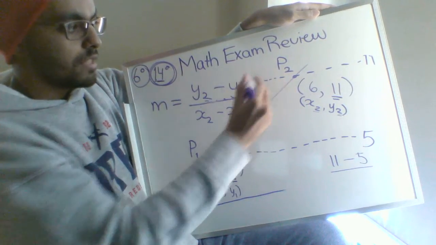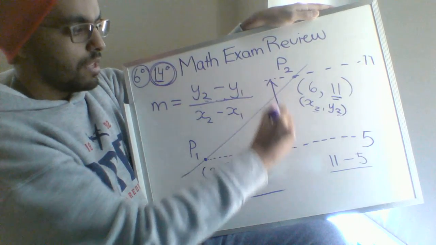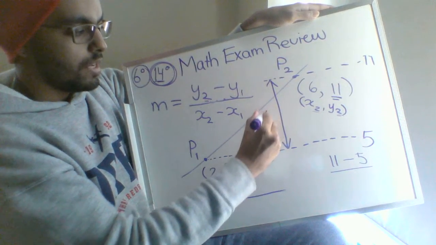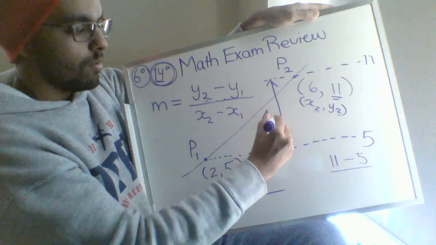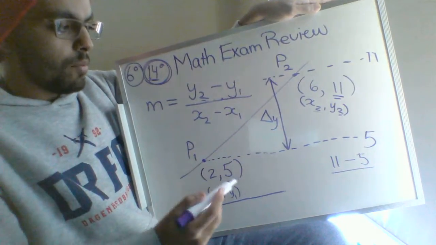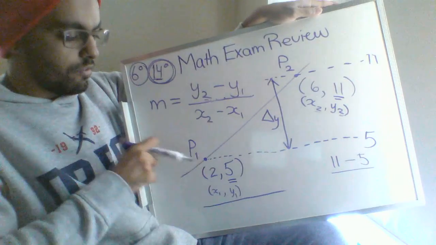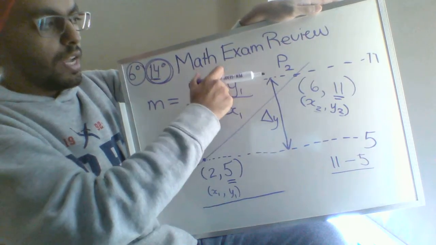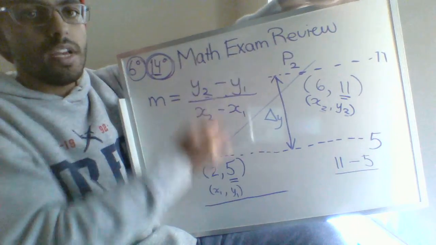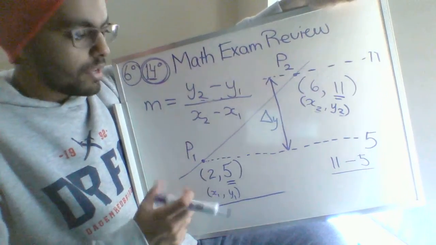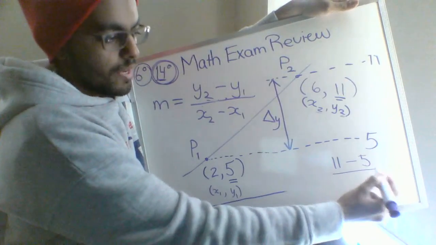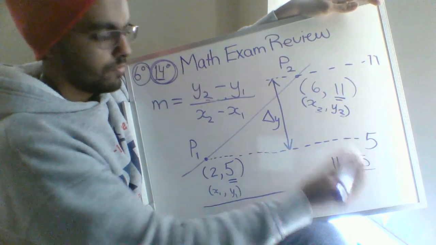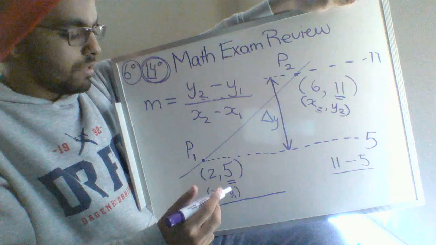So if you have these two dotted lines, this difference right here is delta y, or y2 minus y1. This is the vertical change: if you were on the 5th floor of the building and now you're on the 11th floor, how many floors did you go up or down? We'll calculate this in the next step. It's a very easy calculation.